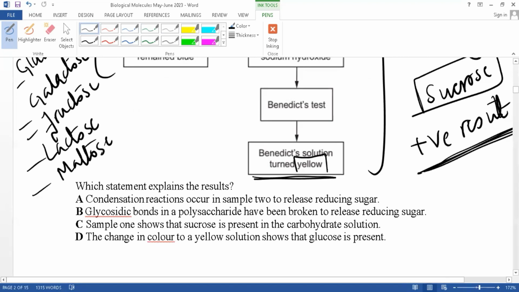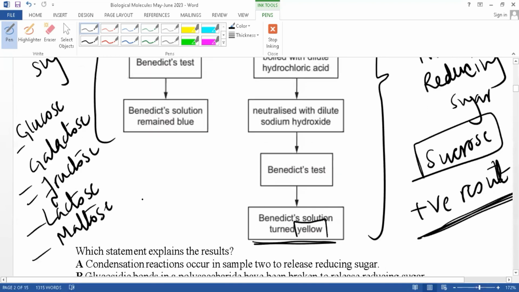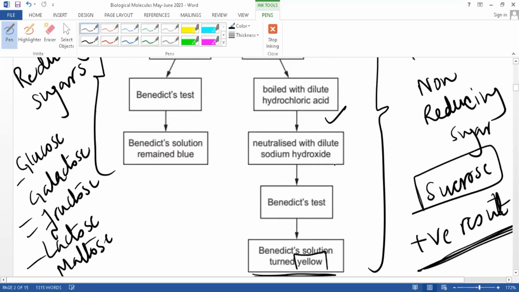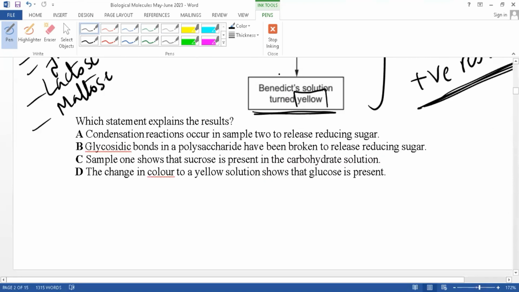Yes, because you know when we do this acid treatment and we neutralize it with sodium hydroxide, the neutralization is because Benedict's doesn't work in acidic conditions. But when we do this boiling, it breaks glycosidic bonds and as a result releases reducing sugars. So when glycosidic bonds are broken, reducing sugars are released, which gives us a positive test with Benedict's in the form of a yellow color.